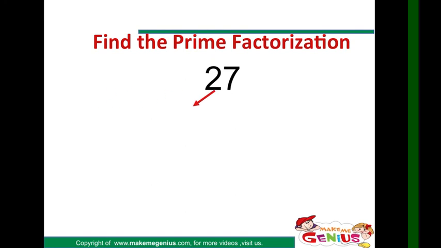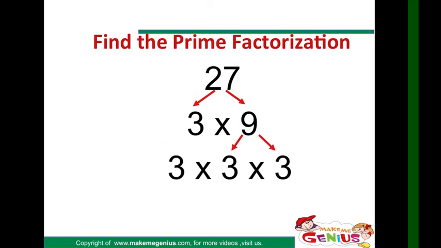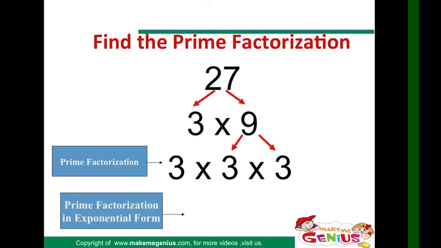27. I'm thinking about 3 and 9. Okay. And then yung 9, pwede pa natin i-break down into 3 times 3. So, maaaring 3 times 3 times 3 equals 27. Ang tawag dito ay prime factorization. Kapag ginawa natin siya na exponent, ang tawag dun is prime factorization in exponential form.